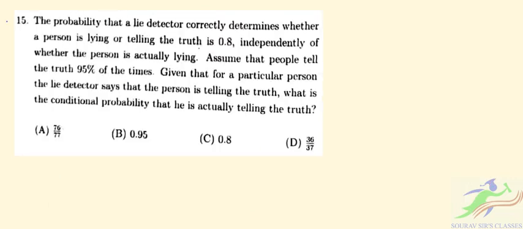Question number 15 says that the probability that a lie detector correctly determines whether a person is lying or telling the truth is 0.8, independently of whether the person is actually lying. Assume that people tell the truth 95% of the time. Given that for a particular person the lie detector says that the person is telling the truth, we have to find the conditional probability that he is actually telling the truth.